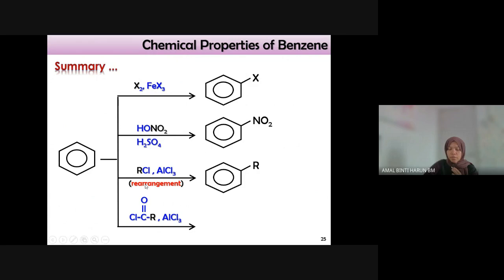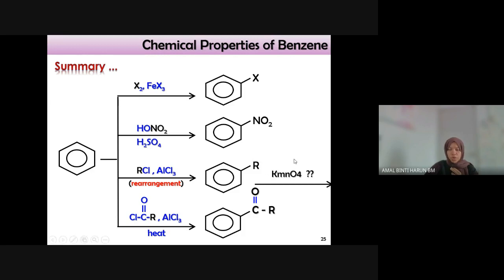Friedel-Crafts alkylation, where the alkyl group is attached to the benzene ring, and the fourth one is the Friedel-Crafts acylation to form the ketone. Okey, ini adalah tindak balas yang berlaku pada benzene ring. Ada 2 lagi tindak balas yang berlaku pada side chain. Contohnya dekat kita dapat alkyl benzene. Alkyl benzene ni dekat sini R ni boleh undergo 2 lagi tindak balas, iaitu oxidation dan juga free radical substitution.